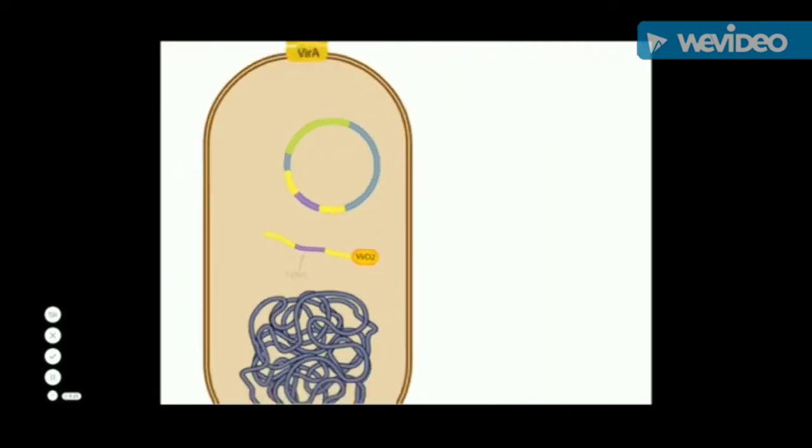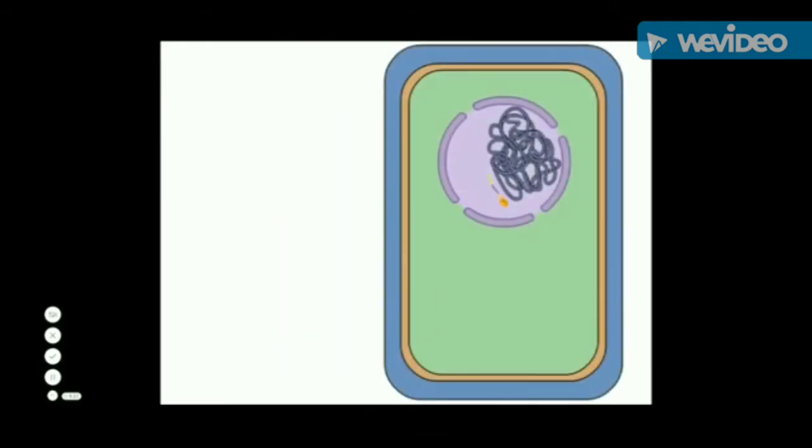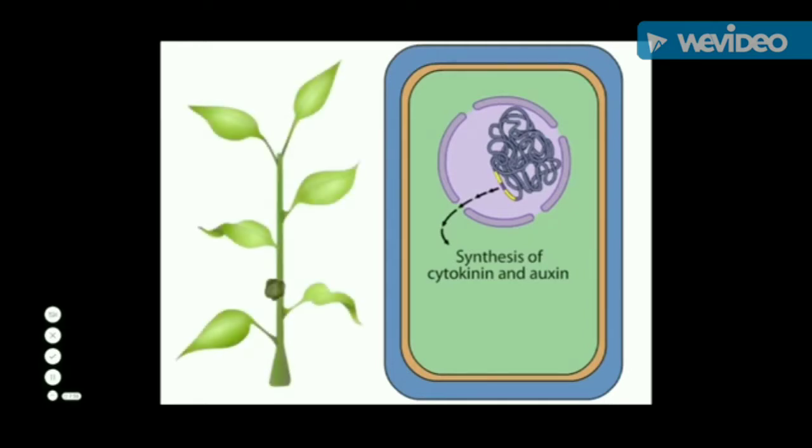VirD2 directs the transfer of the tDNA into a plant cell in a process similar to bacterial conjugation. Within the plant cell nucleus, the tDNA becomes integrated into the plant genome. A number of genes are encoded in the tDNA and become expressed in the plant cell. Some of the gene products are responsible for the synthesis of the plant hormones cytokinin and auxin, which trigger the plant cells to divide rapidly and form an undifferentiated mass known as a crown gall tumor.